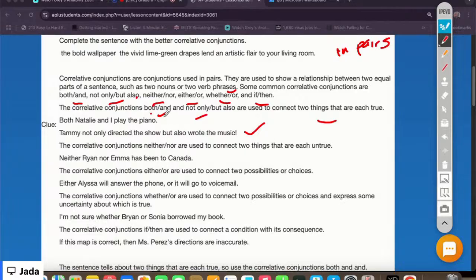Now the correlative conjunction neither nor is used to connect things that are each untrue. So if you say neither nor, it's used for two things that are not true. Okay, so neither Ryan nor Emma has been to Canada.